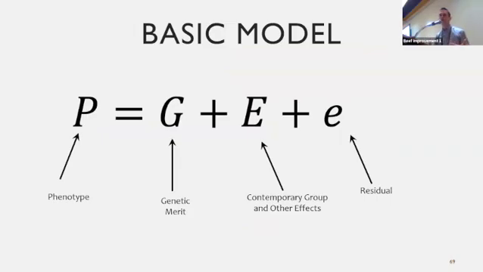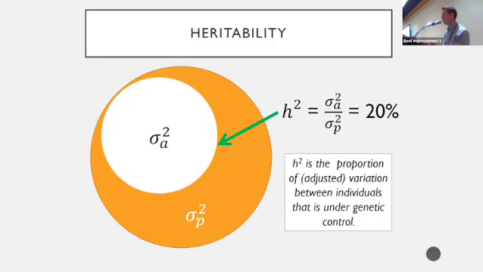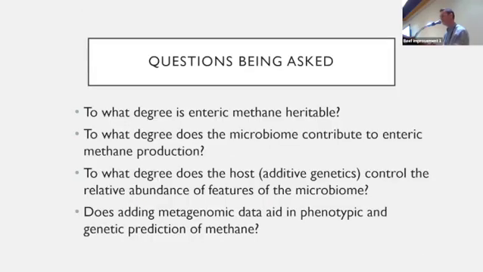Now, this seems like just an academic discussion, but the reason it's important is if I can take this very basic model and actually shrink the size of the small e, the residual, then by doing so, I can increase the estimate of heritability, right? So if I can condition out more residual variation from whatever I'm trying to model, I can get larger heritability estimates, and by default, more accurate estimates of breeding value.